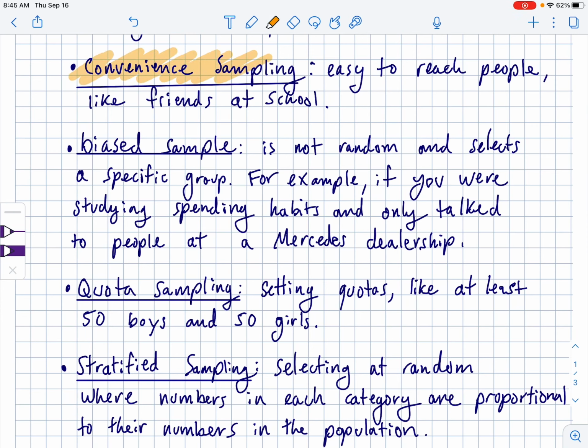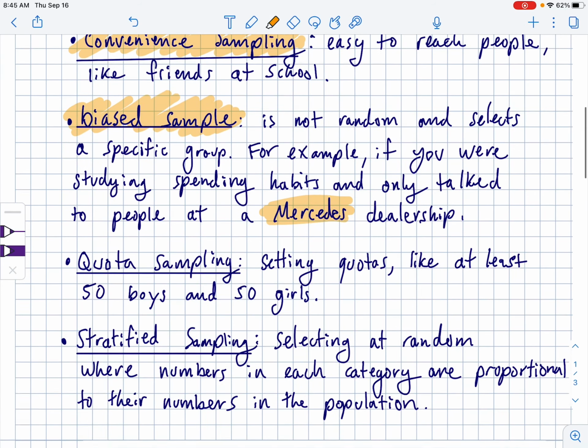Biased samples. That was convenience, people at your school. Biased is some sort of sampling where you might not get the best representation of the population as a whole. So it's not random, it's a specific group. One example is if you were going to look at people's spending habits on automobiles, and then you only talk to people at a Mercedes dealership or some expensive car place, your data is going to be very biased, because the people that shop there have a lot of money to be able to spend on cars, as opposed to talking to everyone in your community or a random sample in the community about what cars they're buying and how much money they're putting into it and stuff like that.